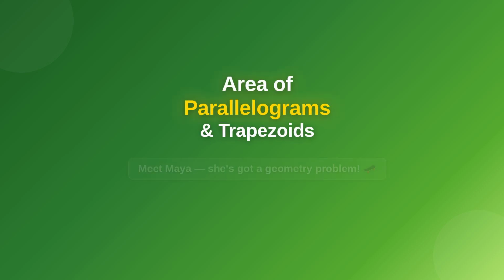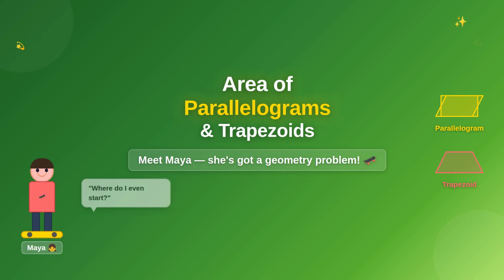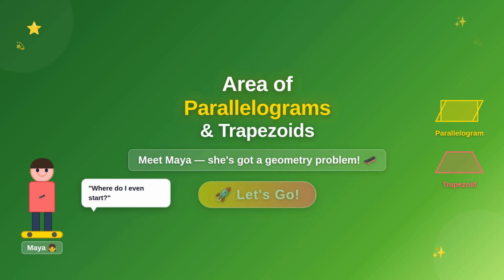Meet Maya. She's in 6th grade, and her math teacher just handed back a geometry project. Design a skateboard park using parallelograms and trapezoids. Maya loves skateboarding, but area formulas? Not so much. She stares at her paper and thinks, where do I even start? Sound familiar? Don't worry. By the end of this video, Maya and you will totally own these two shapes.